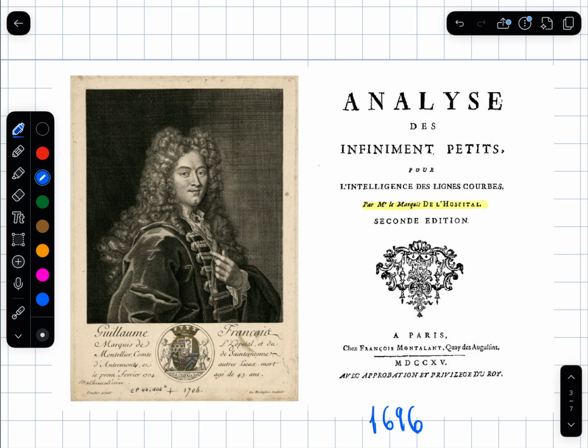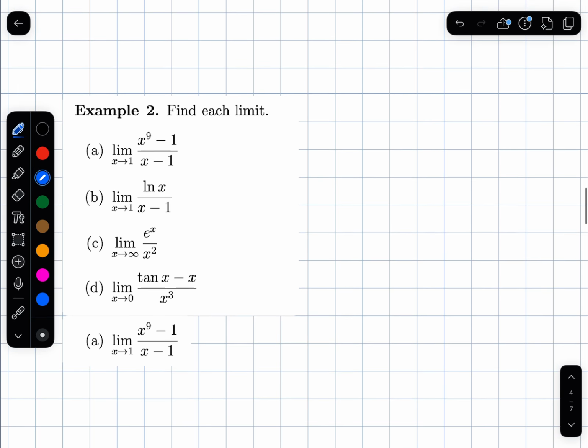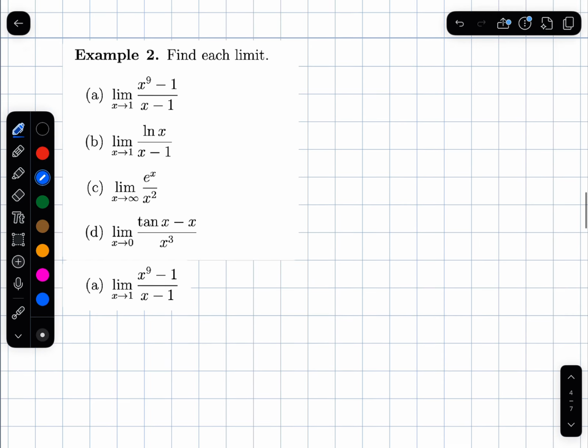And this was, like I said, a textbook that modeled the format of textbooks that come after. I imagine this is much better than the ones we use today, but I can't say for sure because I haven't read it yet. All right, now let's actually do examples. So let's do one of those at a time.